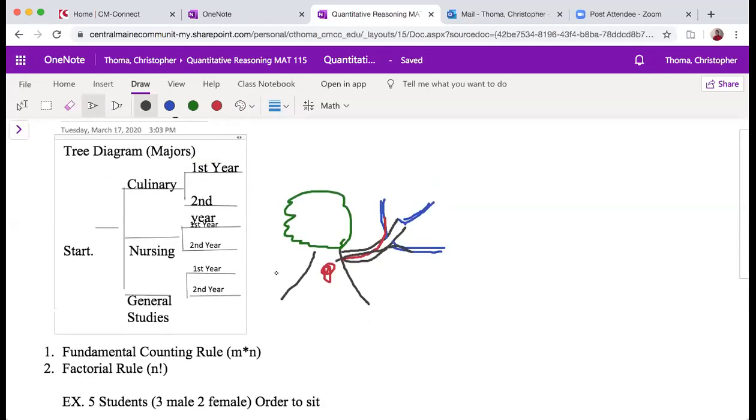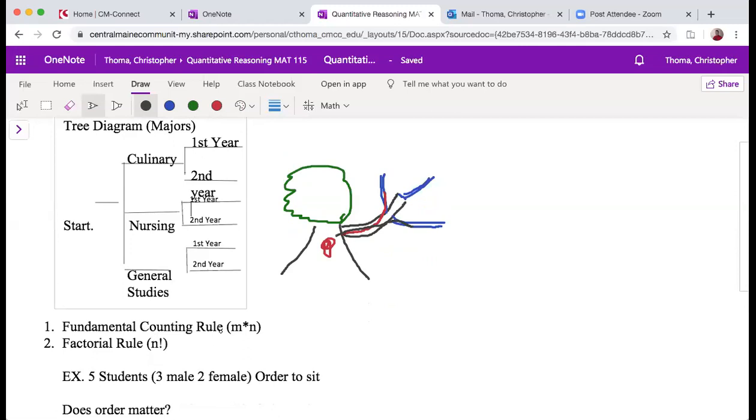So there's a couple different counting rules. There's the fundamental counting rule, which just means I take my M and I multiply it by my N. It basically says I can multiply two numbers. And we'll do an example of this here in a minute.